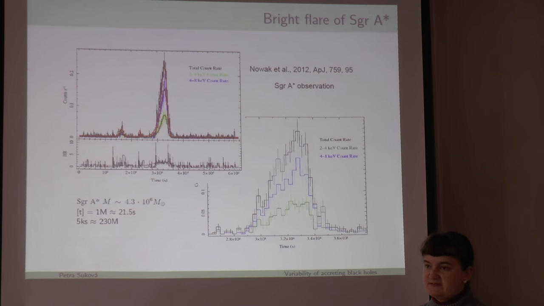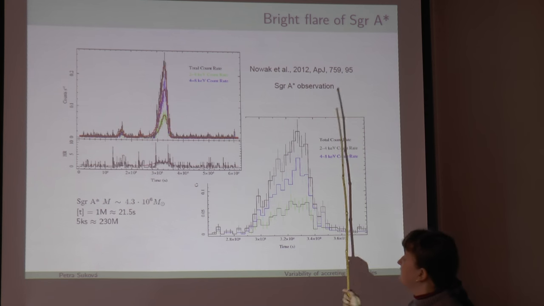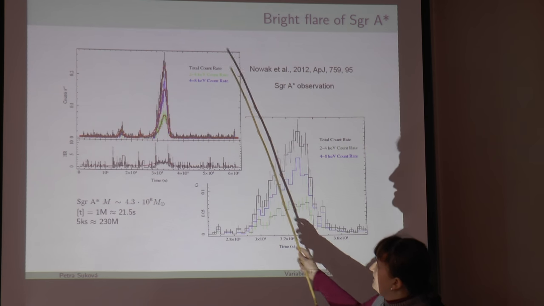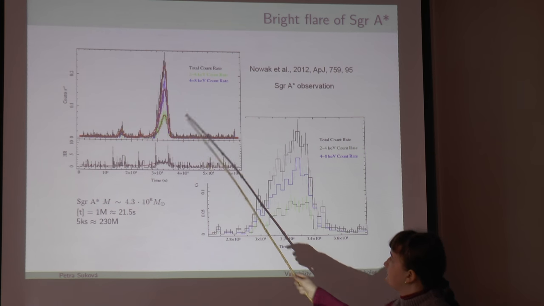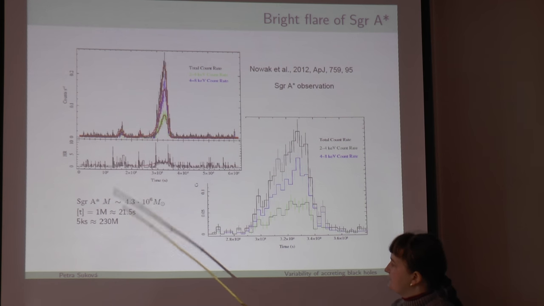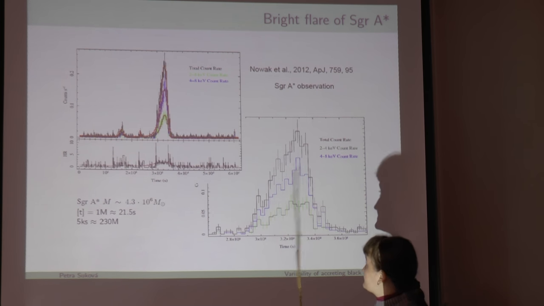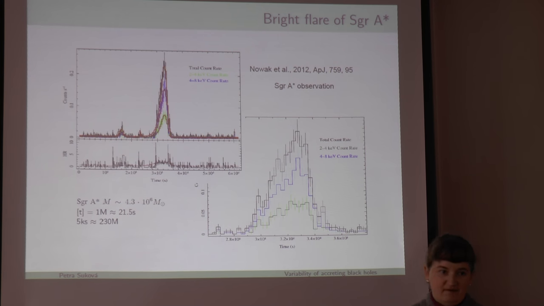So this is the supermassive black hole in our galaxy. And in 2012, Nowak et al. published that they observed this very, very bright flare. And the duration of this flare in X-rays also was about 5,000 seconds. So not only the small microquasars, but also the center of our galaxy is doing this.